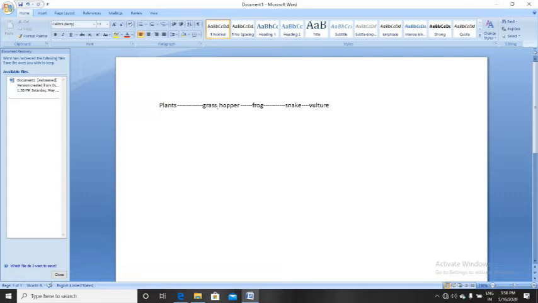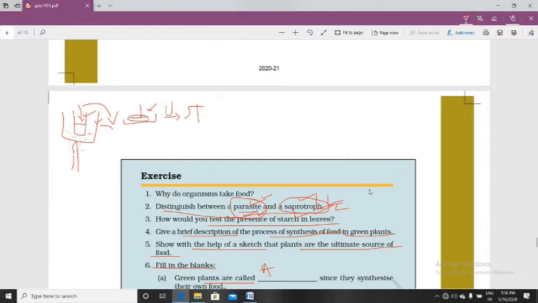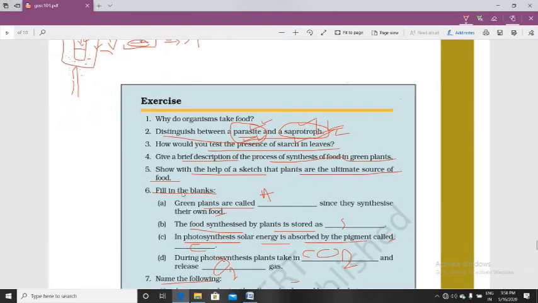But they are dependent on each other, and indirectly they are dependent on plants, because if plants do not exist, the grasshopper will not exist, and if the grasshopper does not exist, then the frog will not exist, and if the frog does not exist, then the snake cannot survive, and if the snake cannot survive, then where will the vulture get its food? So indirectly they all are dependent on plants. Come to the next question. We have solved this question, showing with the help of a sketch that plants are the ultimate source of food.